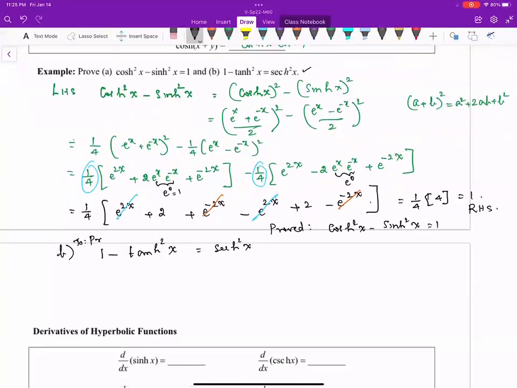So let's start with the identity that we proved from part A, which is similar to Pythagorean identity, except the sign. So cosine hyperbolic square x minus sine hyperbolic square x equal to 1. You will divide everything by cosine hyperbolic square.